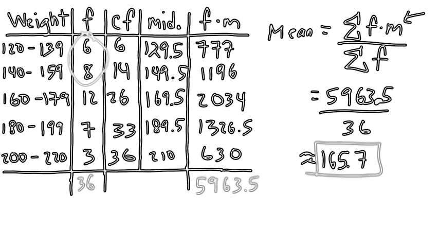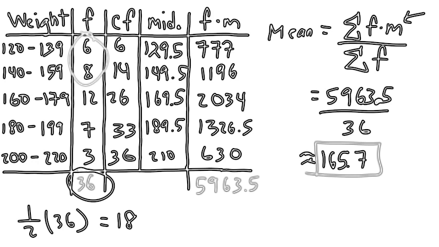Now the median, half of 36 is 18. Keep in mind 36 is the number of students that we're measuring the weight of. So half of that is 18. In which interval is the 18th student located?